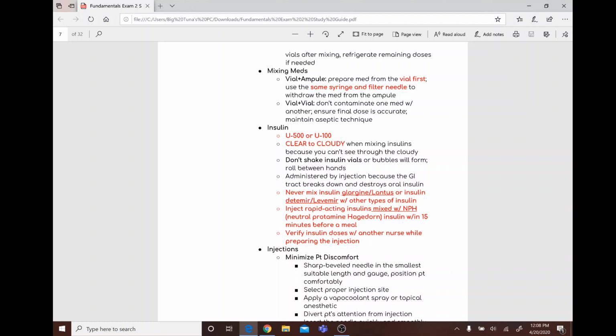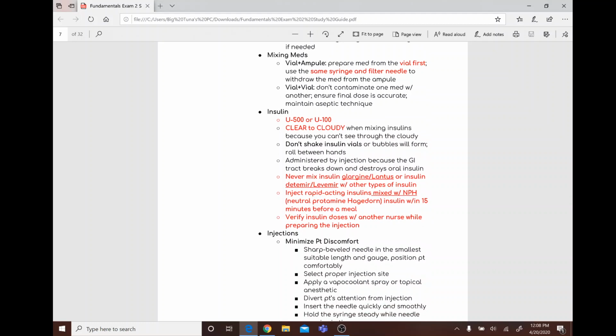What types of insulin do we give? U500 or U100? Alright, do we want insulin to be clear or cloudy? You want them to go from clear to cloudy. Why don't we shake insulins? Bubbles will form, so roll between hands.